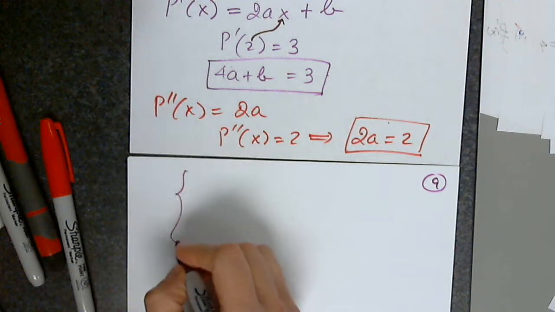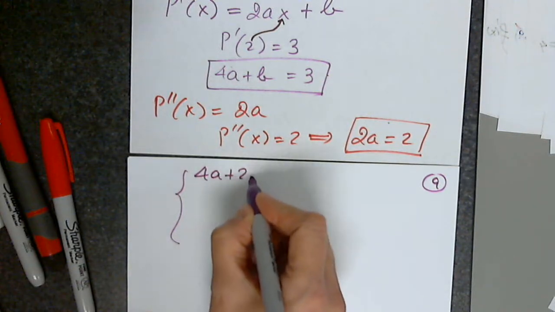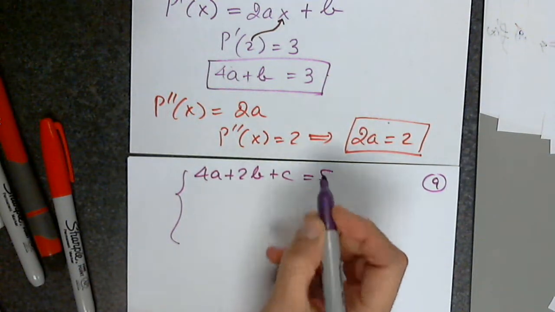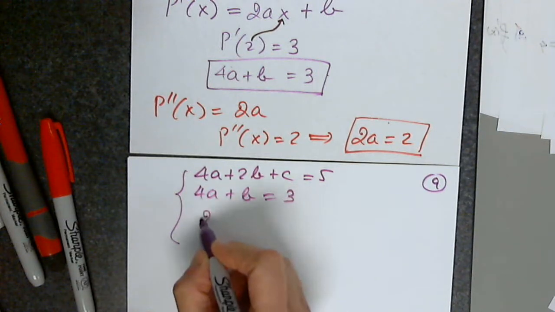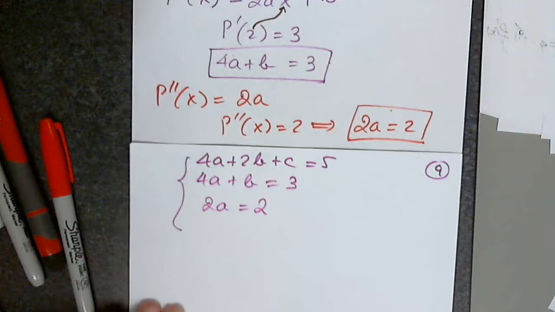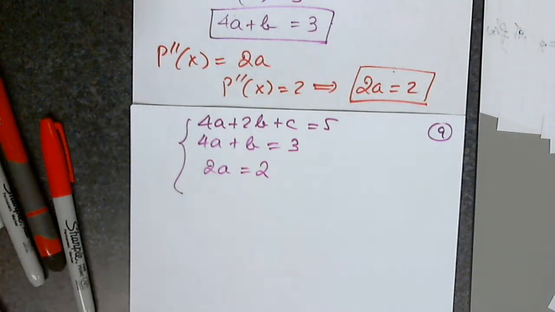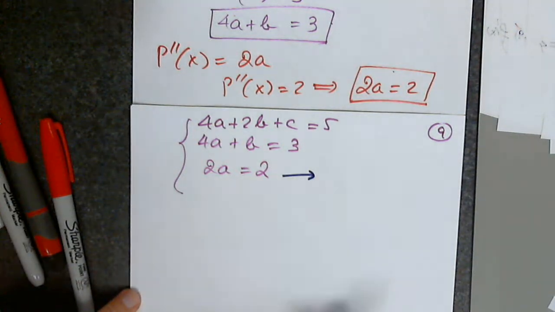So I have now the system: 4a plus 2b plus c equals 5, 4a plus b equals 3, and 2a equals 2. I should not even have written 2a equals 2, but I copied all three. What do I know from here?